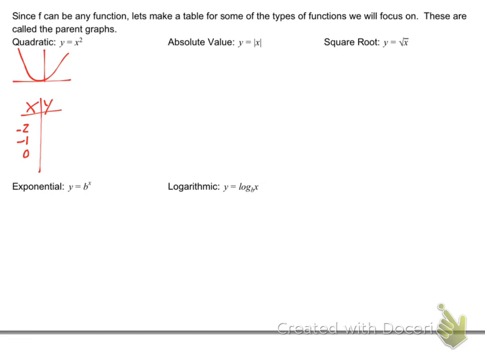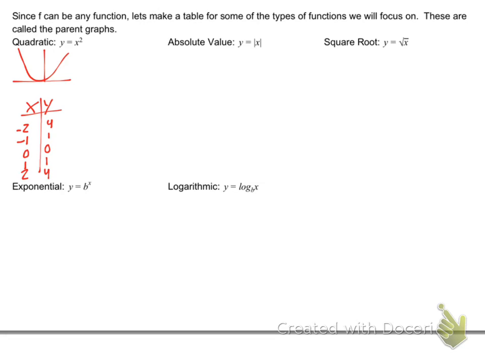-2, -1, 0, 1, and 2, yes? And when I square all those, I end up with the values of 4, 1, 0, 1, 4. Okay? That should be a no-brainer. We all can make that happen.